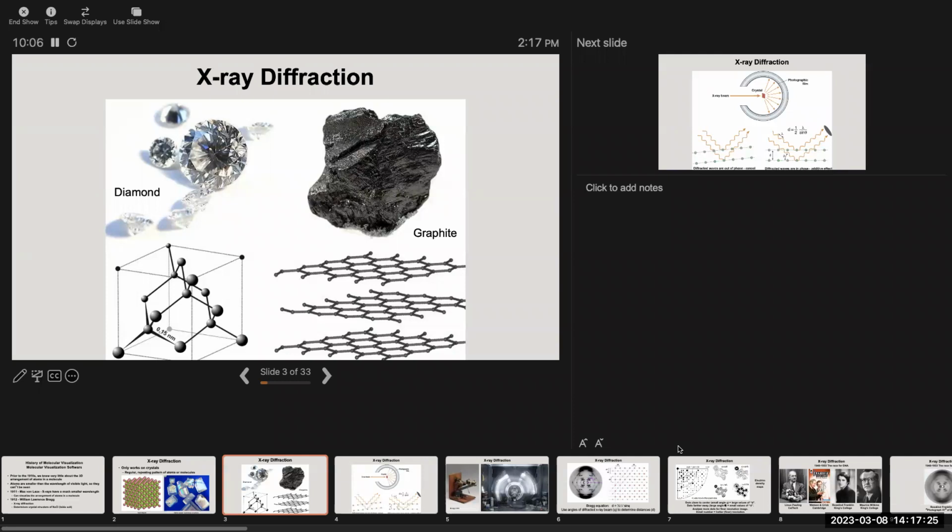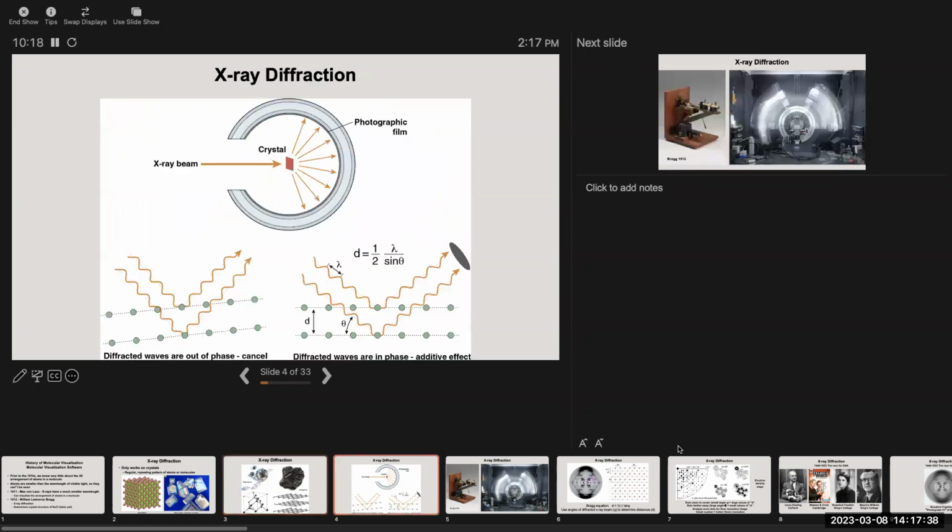So X-ray diffraction would allow you to generate an image to show this three-dimensional arrangement of the carbon atoms in either diamond or graphite. So let me talk to you a little bit about the technology of X-ray diffraction. I'll be the first to admit that I don't completely understand the process. I have a basic understanding of how it works, but there are some aspects of it.